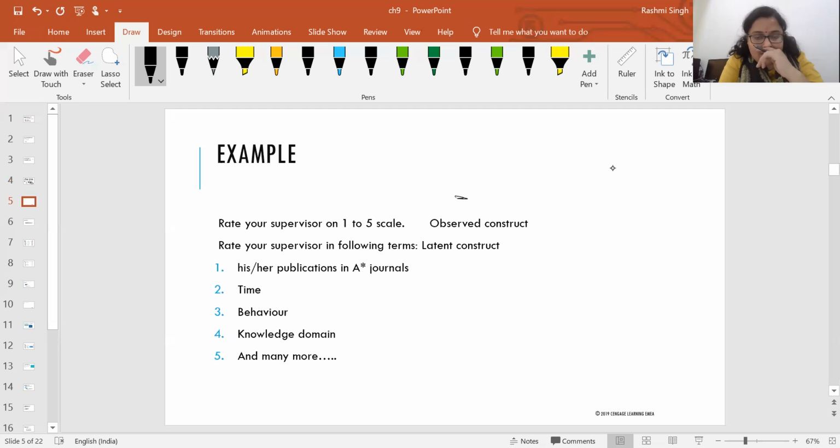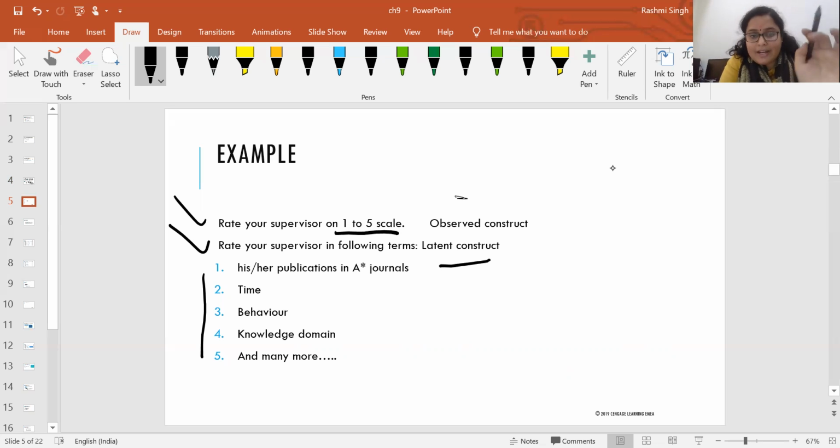Let me give you one example. Suppose this is one example: how will you rate your supervisor on a 1 to 5 scale? So this is basically an observed construct. How is it an observed construct? Because I have to rate my supervisor simply on a 1 to 5 scale. There are no other variables involved. Now look at the second question. The second question is talking about how will you rate your supervisor in the following terms. So here these are five items that would define the rating of my supervisor. So that is basically a latent construct.